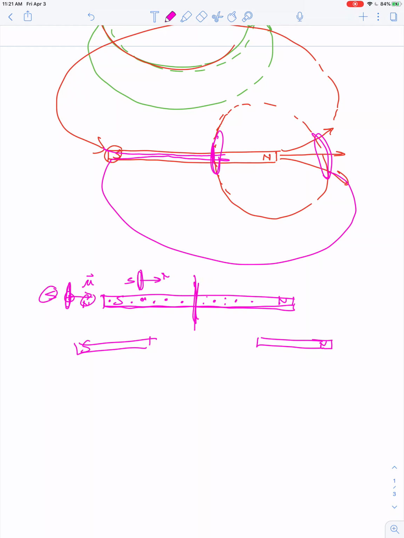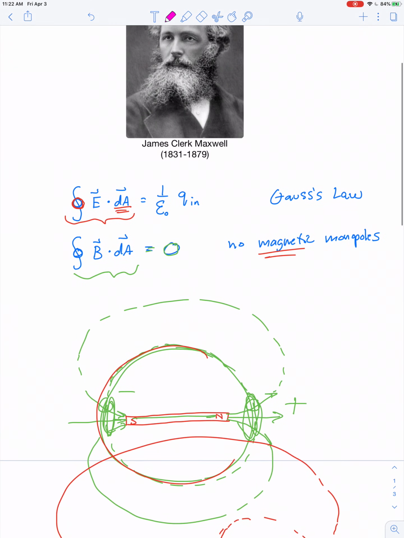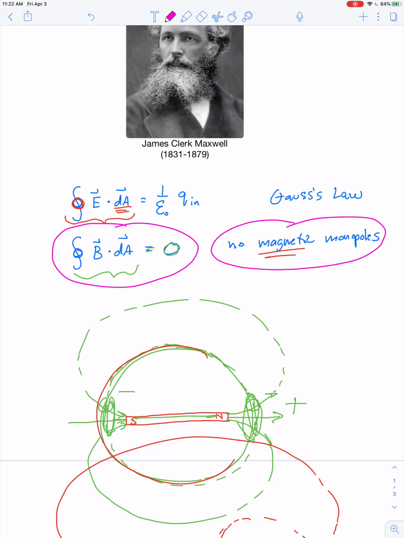In other words, every atom itself is a dipole with both a north and a south. So when I make this cut right here, this is still a north pole and this is still a south pole. So you don't have to take my word for it, but I do believe nobody has ever found a magnetic monopole, and this equation is just a way of stating that mathematically.